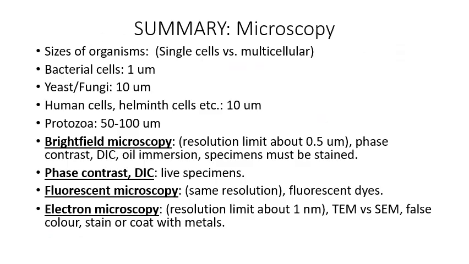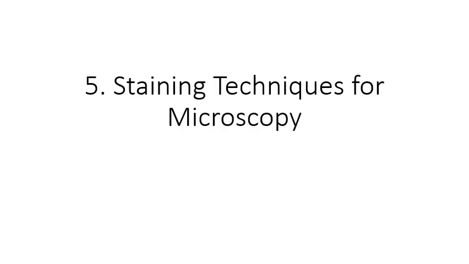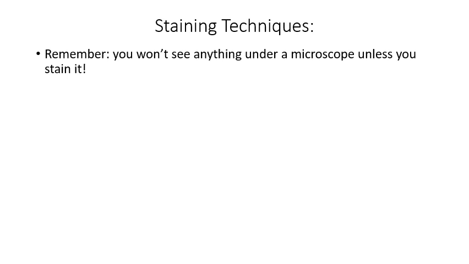Okay, so we talked about several different types of microscopy and about the resolution limits for the different types of microscopes, and we also talked about that in context with the sizes of the cells that we're going to be looking at. Okay, now how do we stain things? We talked about how critical it is to be able to stain things so you can see them, and there are several different types of stains that are used by microbiologists, and so we need to become familiar with some of those. Okay, so remember, you won't see anything under the bright field microscope unless you stain it.